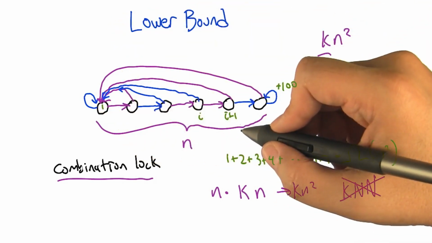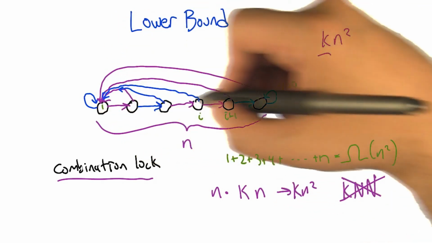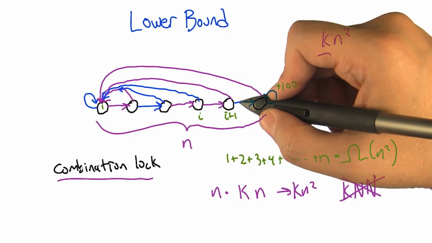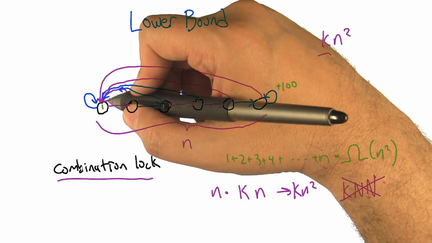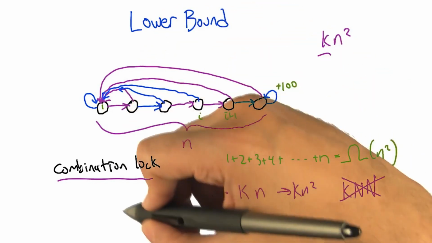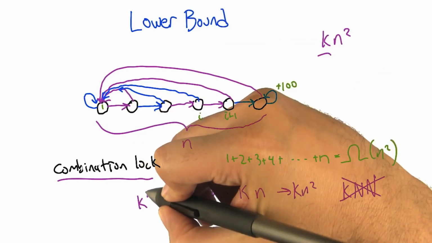In a real combination lock, if you get any of these wrong, at the end of it you don't get to find out which ones were right and which ones were wrong. You get reset back to the beginning and you just have to start again. So you really end up taking a number of actions exponential in the number of states.